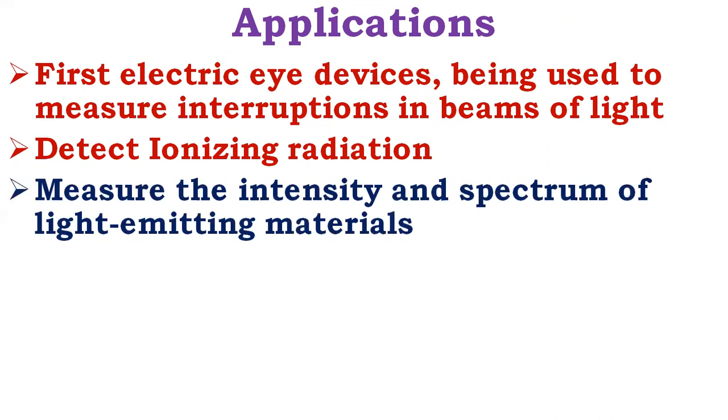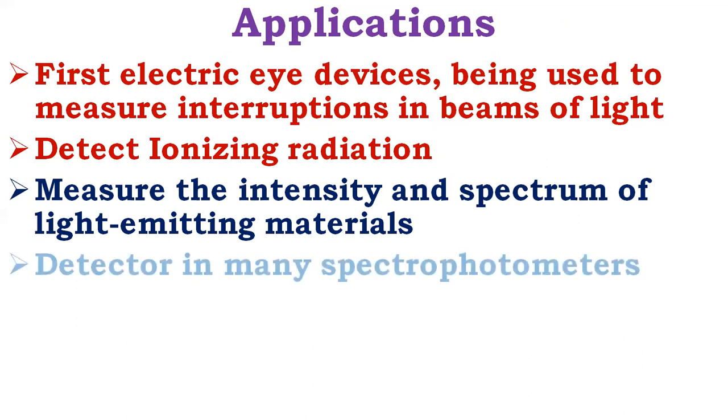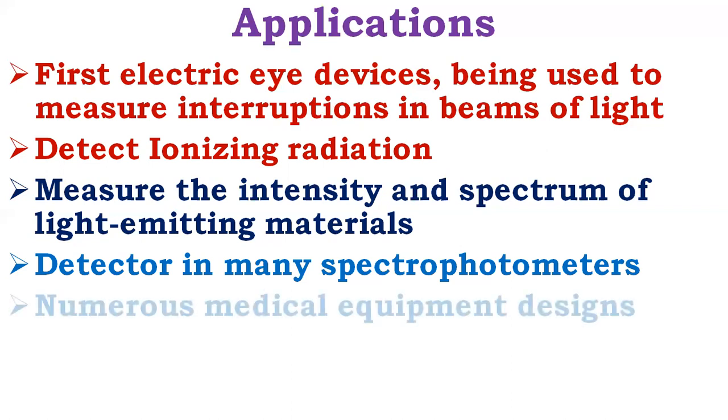Photomultipliers are used in research laboratories to measure the intensity and spectrum of light-emitting materials, such as compound semiconductors and quantum dots. Photomultipliers are also used as the detector in many spectrophotometers. This allows an instrument design that escapes the thermal noise limit on sensitivity and can therefore substantially increase the dynamic range of the spectrophotometers.